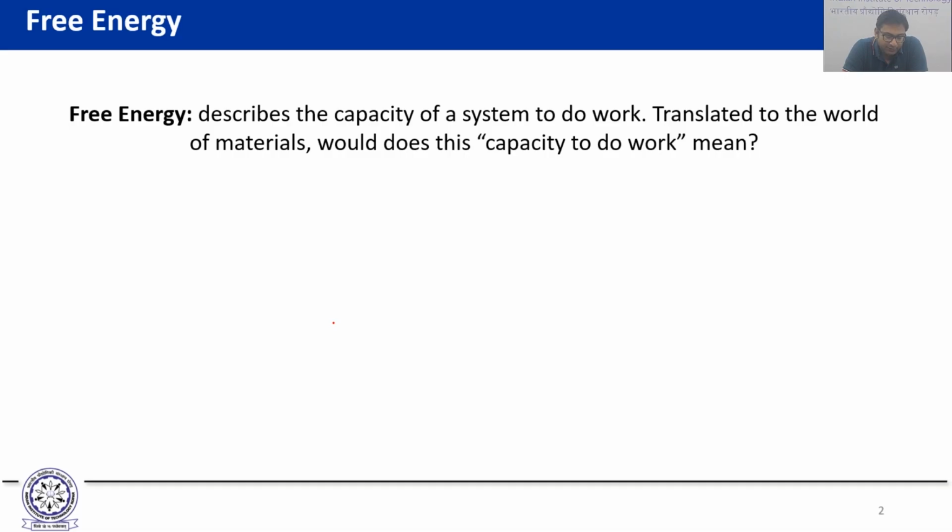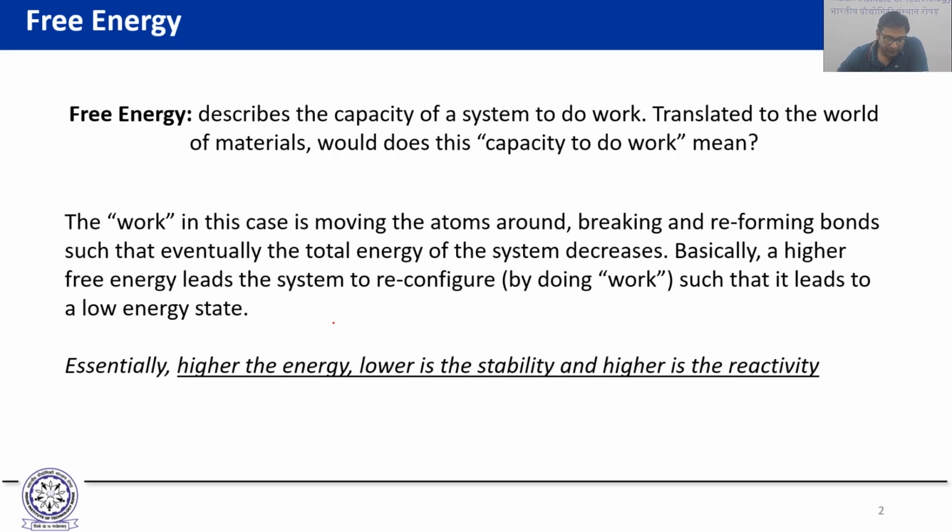Okay. So if you are going to be calculating the free energies of a material, let us first be clear what free energy really is. Classically, what we say is free energy describes the capacity of a system to do work. So translated to the world of materials, what would you think this capacity to do work would mean? It would mean that it is about moving the atoms around, meaning that you are breaking bonds, you are reforming bonds such that the total energy of the system decreases. So this is something which is very important to remember.